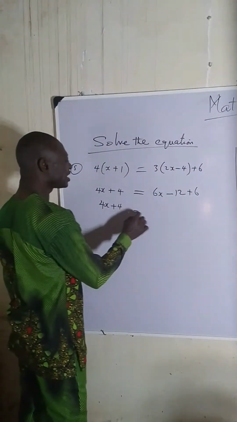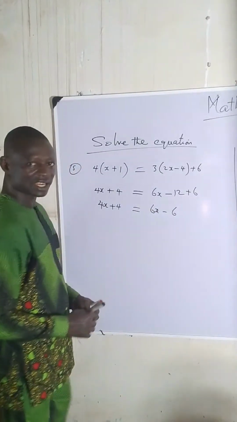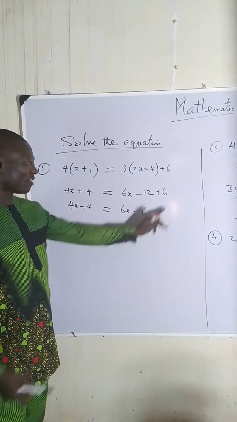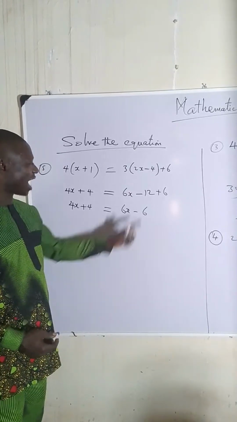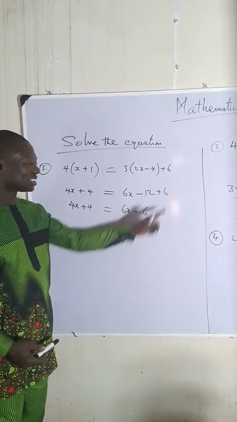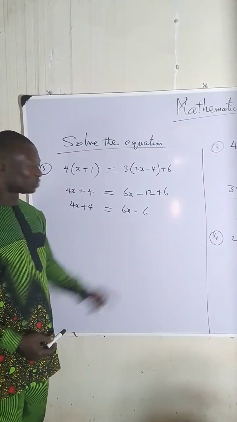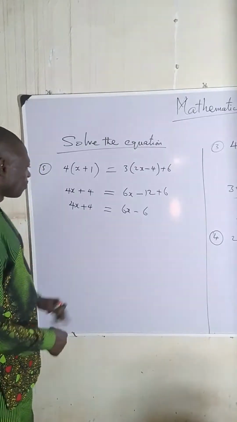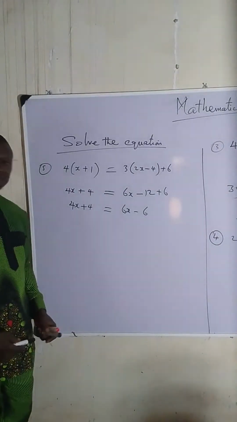On the right hand side, we have 6x minus 6. I hope you understand. Minus 12 plus 6 is like you have $6 with you and you are supposed to give away 12. The only thing you can do is to give away 6 and still owe what? 6. Because 12 is bigger than 6. And so we have minus 12 plus 6 as minus 6.